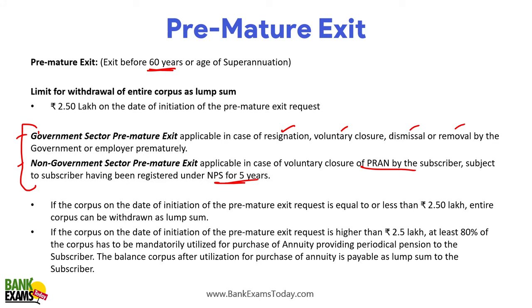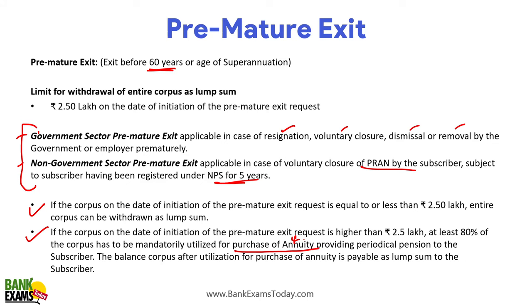So in that case, for the premature exit, if the corpus is less than 2.5 lakhs, entire corpus can be withdrawn as lump sum. If the corpus is more than 2.5 lakh rupees, 80% of the money has to be utilized for purchasing annuity, and rest can be withdrawn in a lump sum. What is the annuity? You need to invest your money in an annuity so that every month you can get some money back from the annuity, right? So that is annuity.